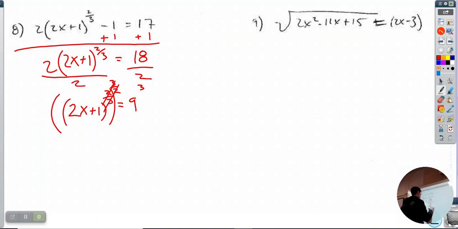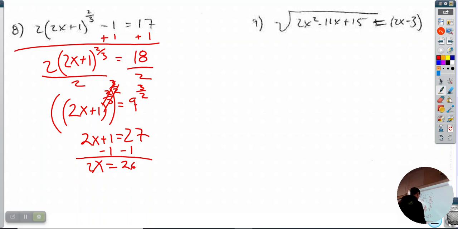And so then we have taking 9 to the 3/2 power, which is going to get me 2x plus 1 is equal to, well, the square root of 9 is 3. 3 to the 3rd is 27. And so subtract 1, we get 2x is equal to 26. Divide by 2, and we get x is equal to 13. All right. Feel real good about that one.